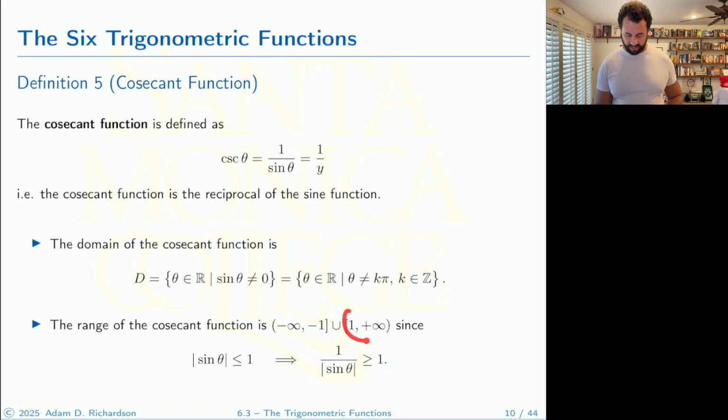So that means it's got to be here or it's got to be here. That's the range of the cosecant function. Cool stuff. All this stuff just comes together. That's one of the reasons I love trigonometry. All the puzzle pieces just fit together in really beautiful ways.